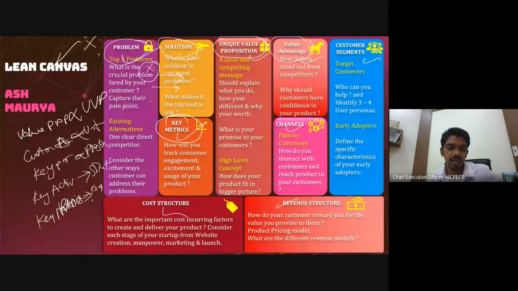What are the KPIs that you need to follow? What are the key metrics? What is the churn rate? What is the average monthly users of your mobile application, right? So this is what is called lean canvas.